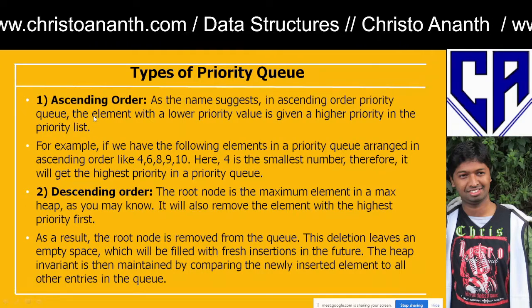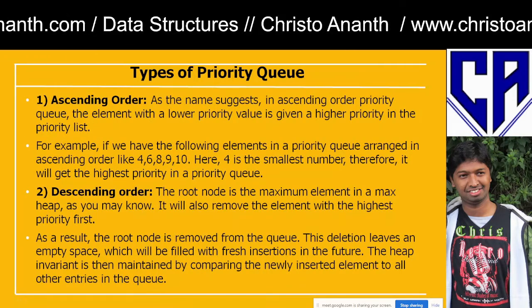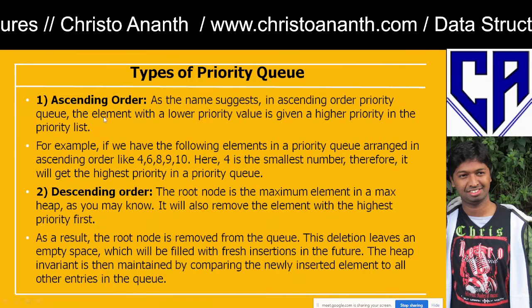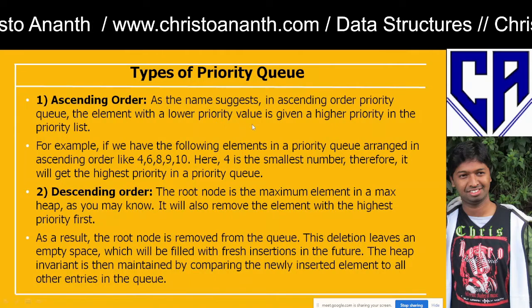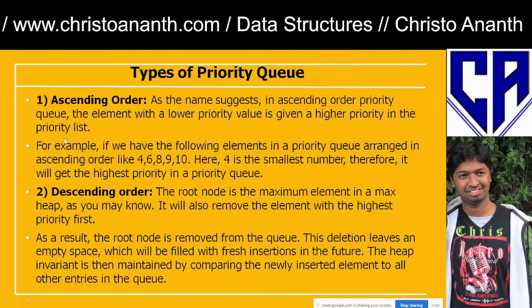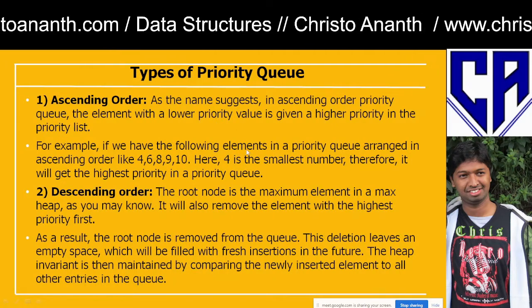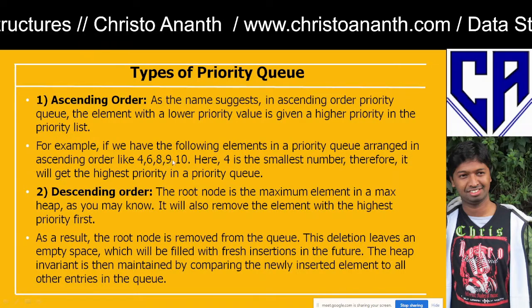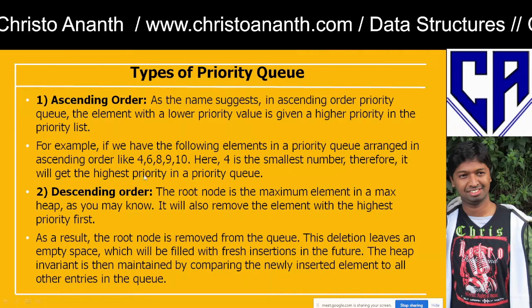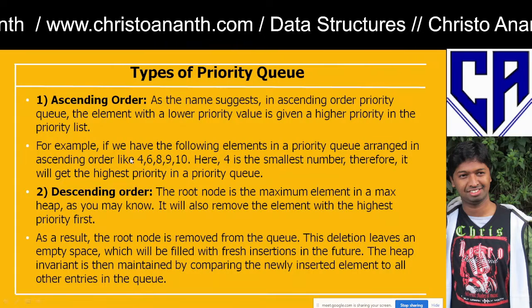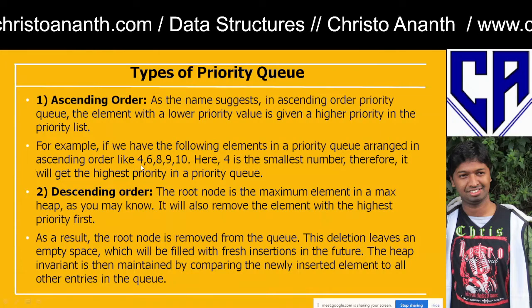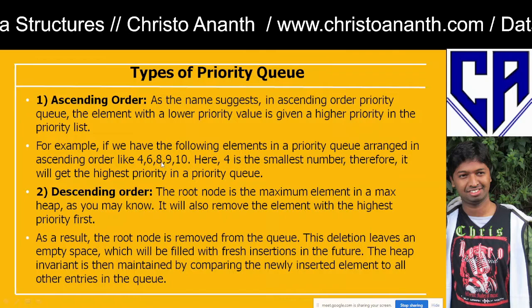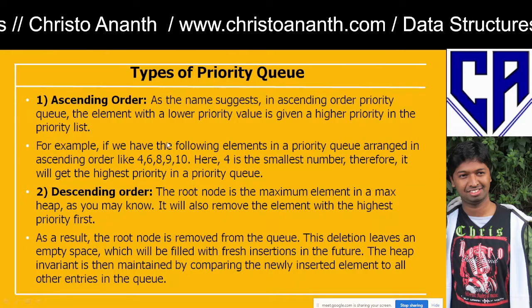So you have an ascending order. Okay, in the ascending order priority queue, the element with a lower value is given a higher priority in the priority list. For example, if we have the following elements in a priority queue arranged in ascending order: 4, 6, 8, 9, 10. Here 4 is the smallest number. So 4, since it is the smallest number, will be given the highest priority in the priority queue. After 4 comes 6, after 6 comes 8, after 8 comes 9, after 9 comes 10.